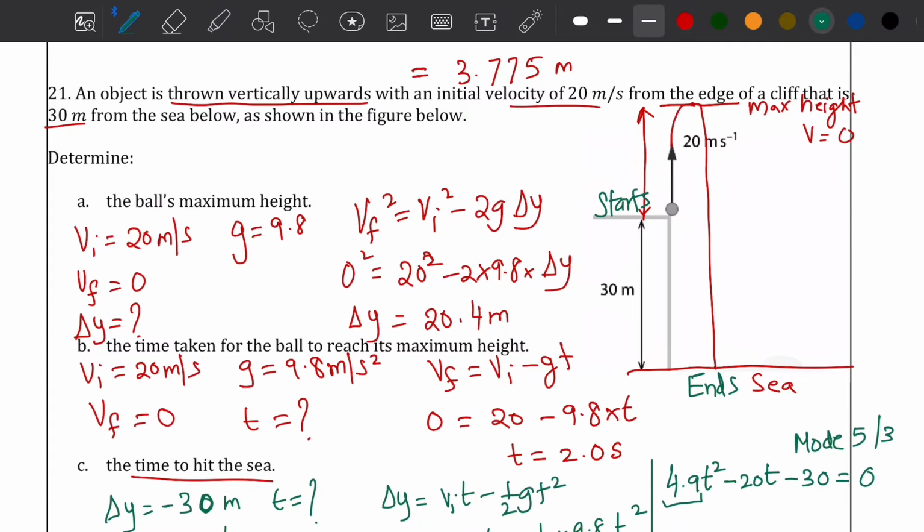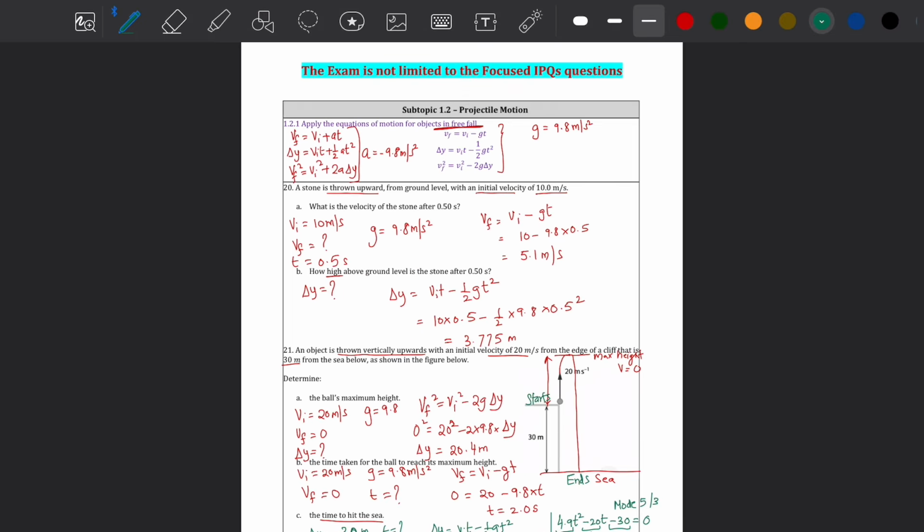So this is A in mode 5(3), negative 20 is your B, and negative 30 is your C. So on your calculator you will press mode 5(3), then enter the value for A, enter the value for B, enter the value for C, press equal. We'll get the value for time as 5.2 seconds. It will give you two values. One value will be negative. Negative value is not allowed for time. So your answer will be 5.2 seconds.